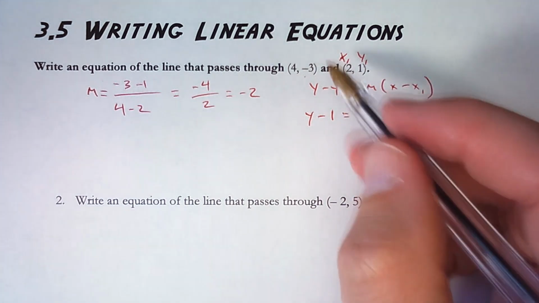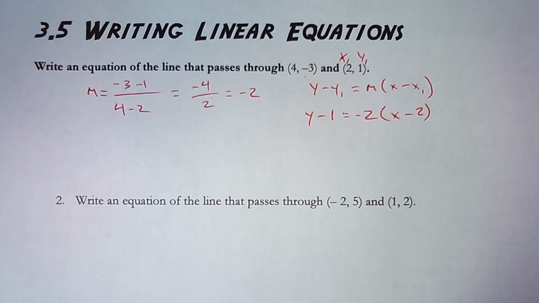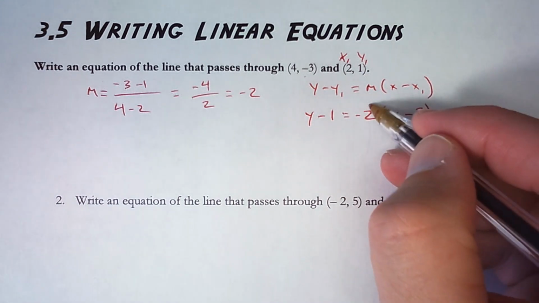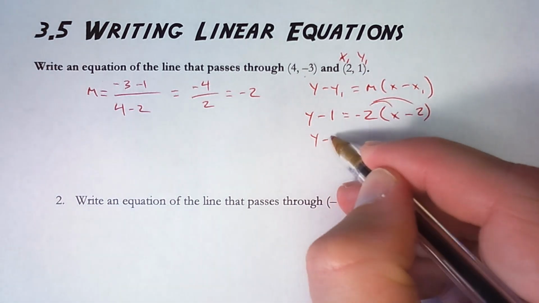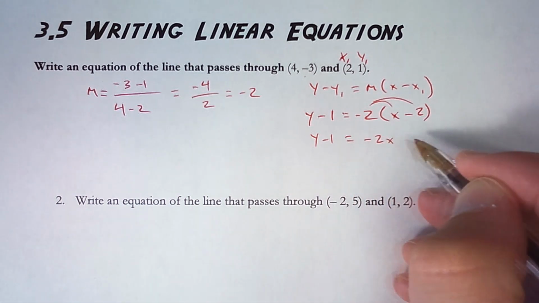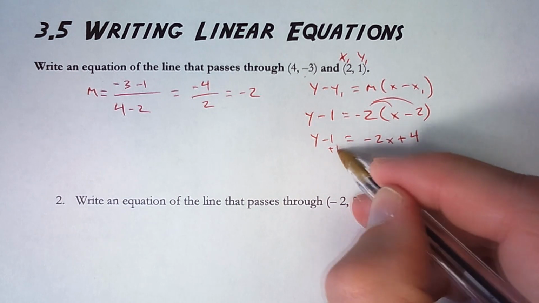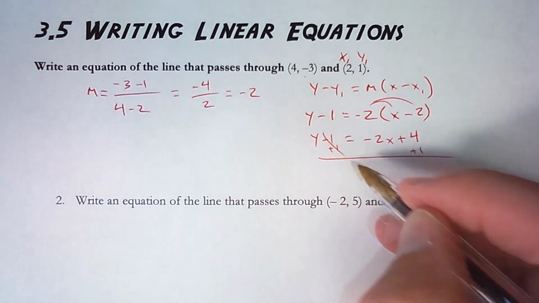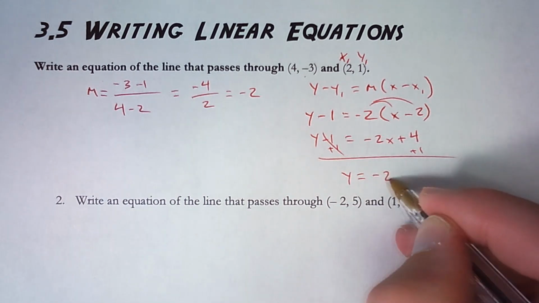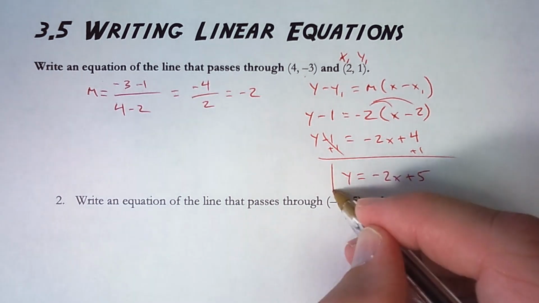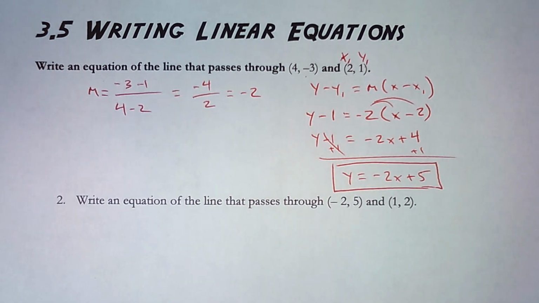Okay, so now I'm going to take this point slope form and turn it into slope-intercept. So I'll distribute. Y minus 1 equals negative 2x plus 4. And then I'm going to add 1. And I get y equals negative 2x plus 5. And that is my equation in slope-intercept form.